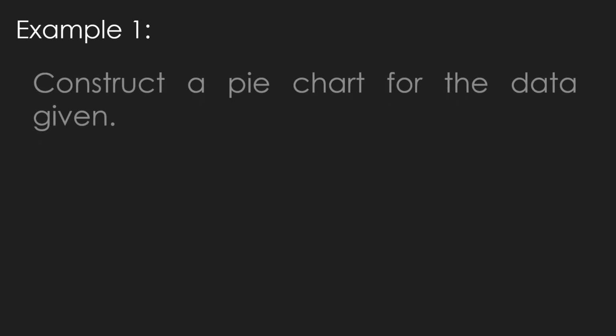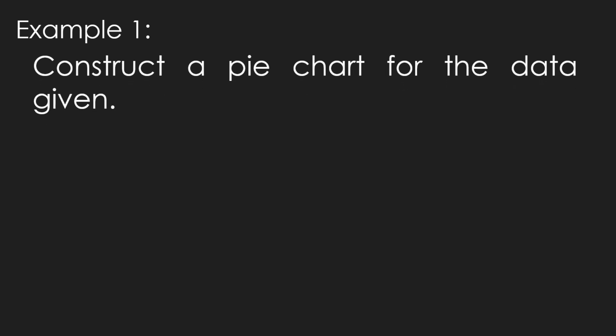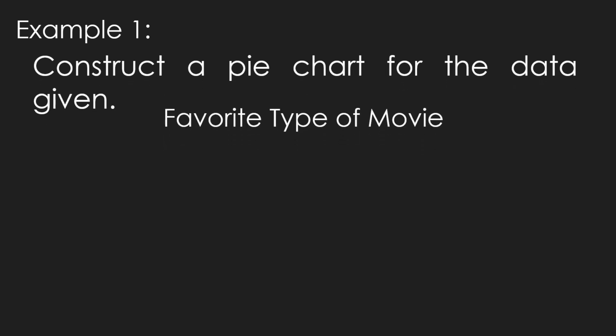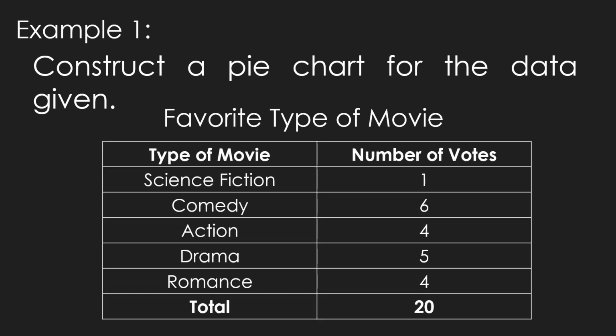Now let's have an example. Example number 1. Construct a pie chart for the data given. We have here the favorite type of movie. We have the type of movie: science fiction, comedy, action, drama, and romance. We have here the number of votes. Out of 20 people, only 1 voted for science fiction, 6 voted for comedy, 4 voted for action, 5 voted for drama, and 4 voted for romance.